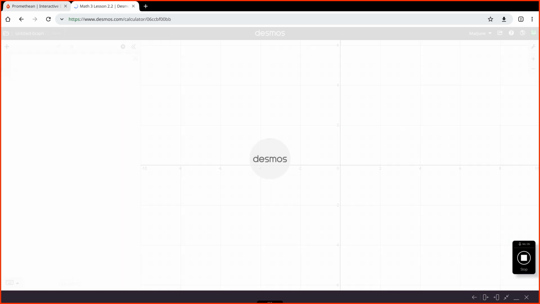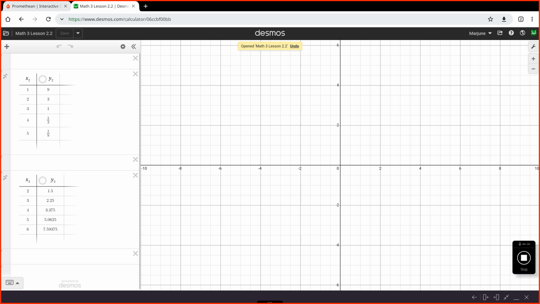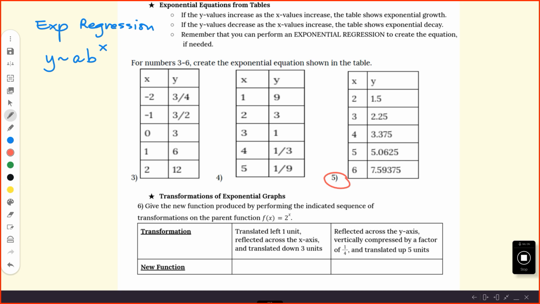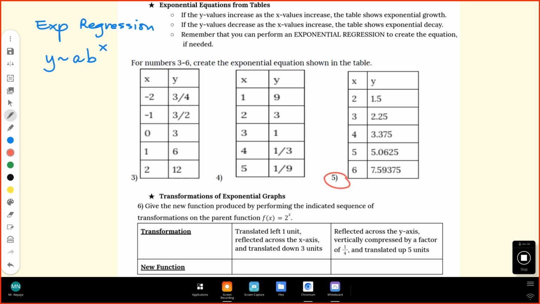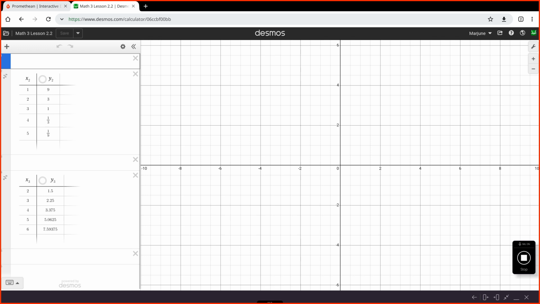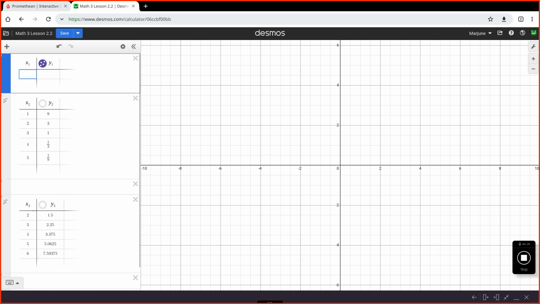All right, here. Okay. Let me look at the given. So we have negative 2, 3/4. Okay, I'm just going to create the first table because I have the second and the third. Let's create the first table. Okay, so the first column will be our x values, the second column will be our y values. Can you give me the x values here?